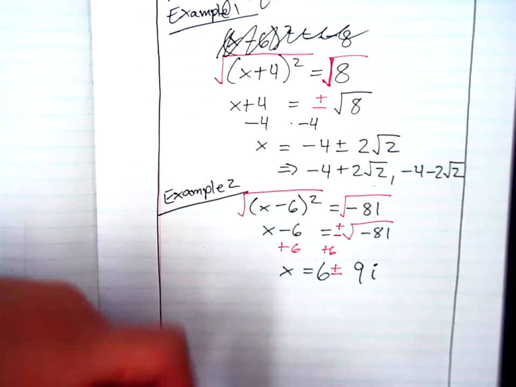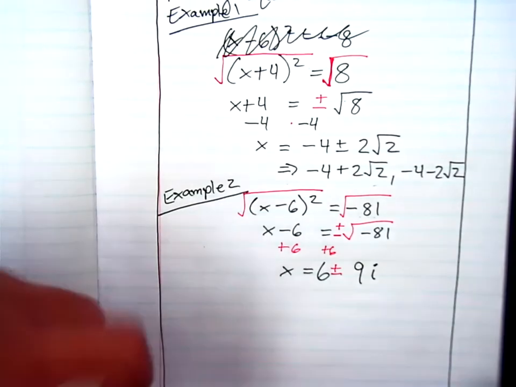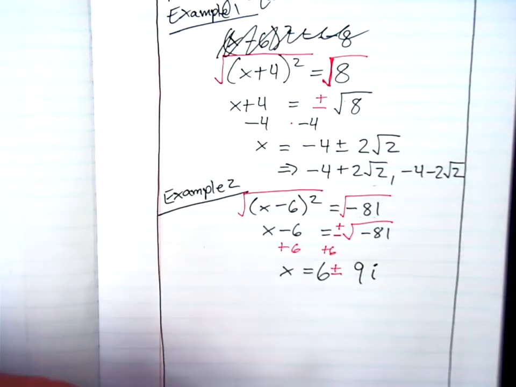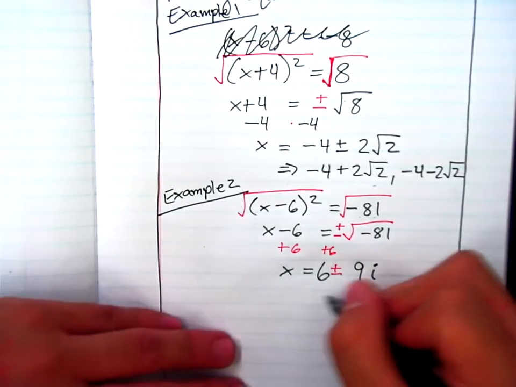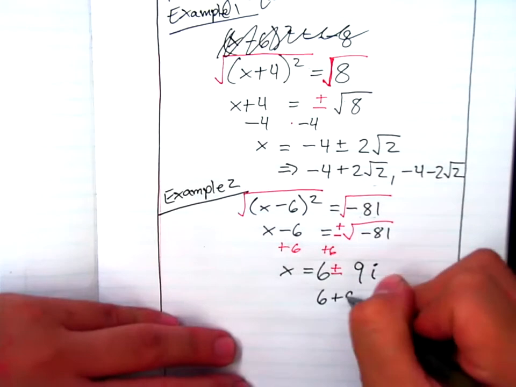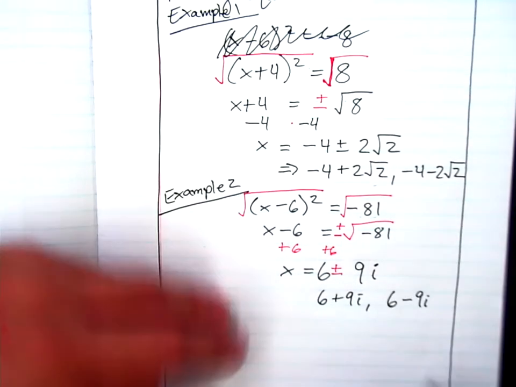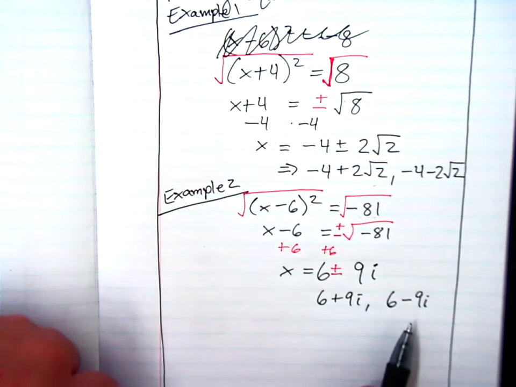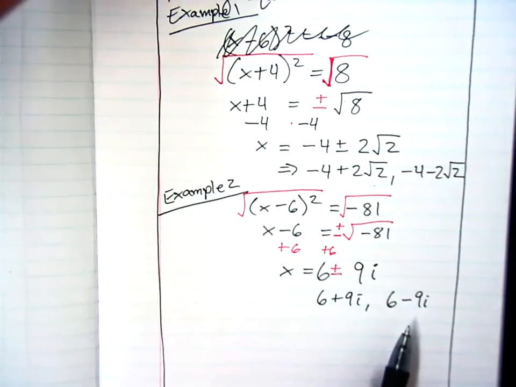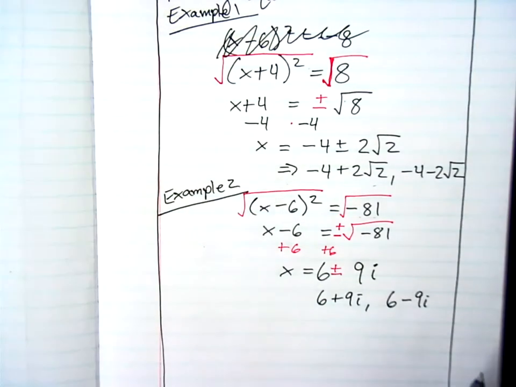Okay, so our answer is 6 plus or minus 9i, but we do want to write it in standard form for each one of them. So the first one is 6 plus 9i, and the other one is 6 minus 9i. So these are our 2 complex number solutions in standard form for this one. Okay, so these are the x values that satisfy this quadratic equation. Alright, so that's it for finding square roots.